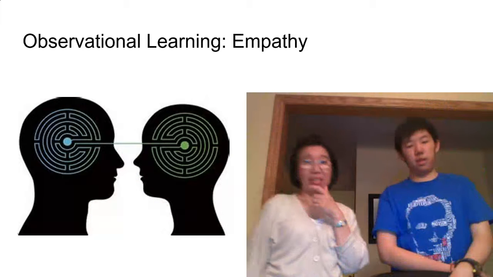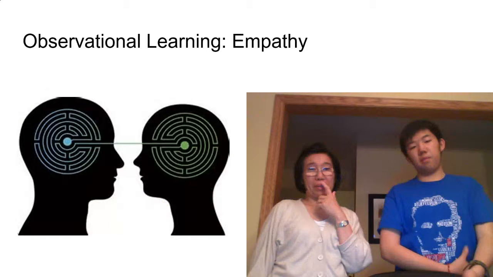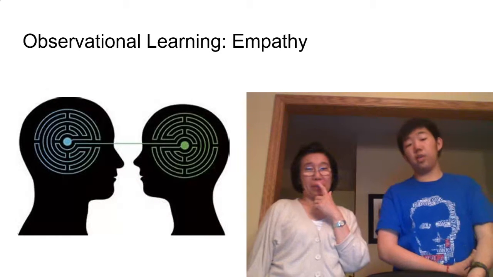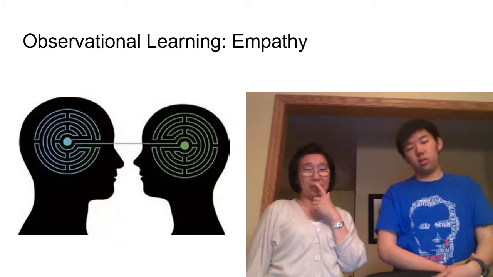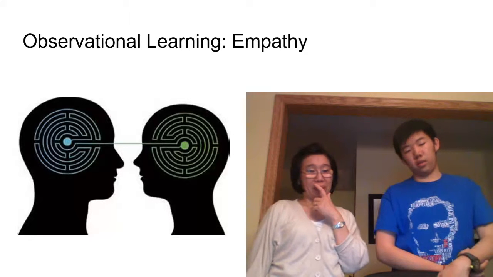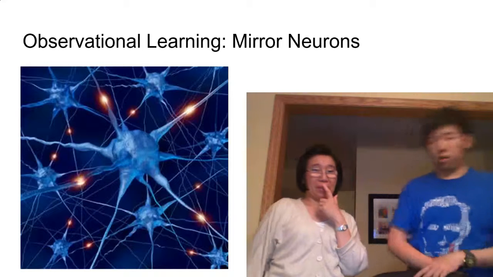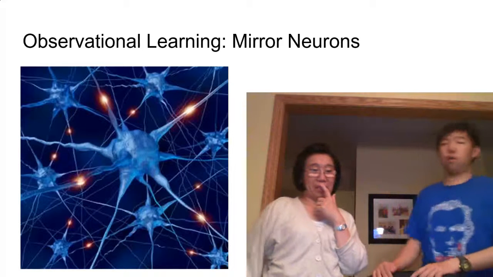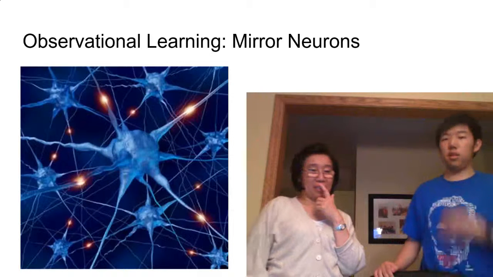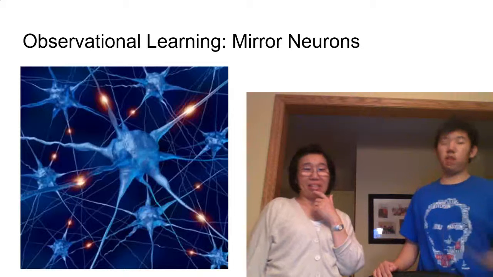Empathy. Talk about empathy, observational learning. And empathy is a big part of it. The ability to understand other people. And then the next one is about mirror neurons. Mirror neurons being neurons that allow us to see, imitate, and understand other people.